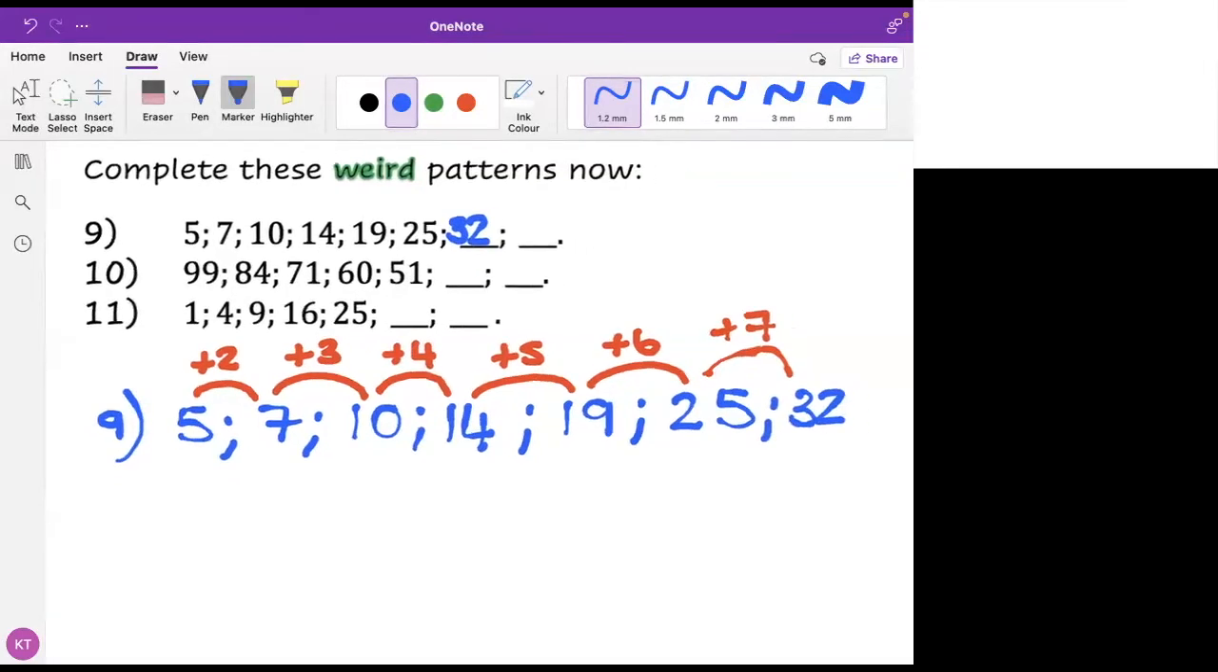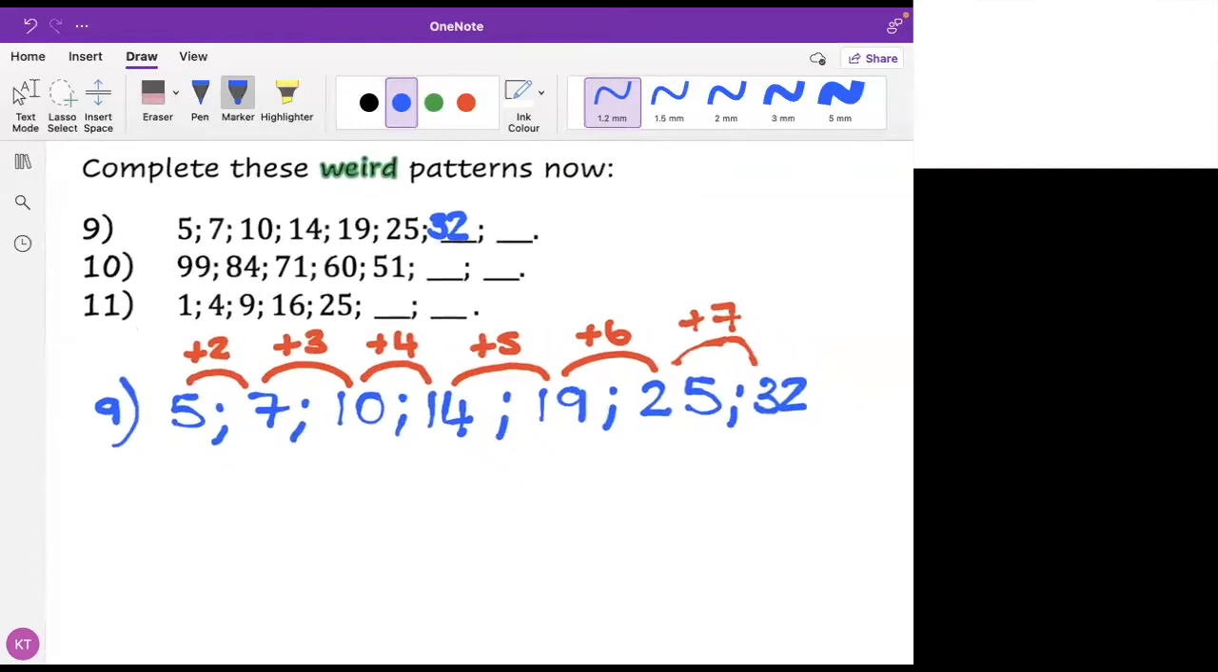Okay, what's going to happen with my next number now? Well, to get to my next number, what do I need to do? I need to add 8. 32 plus 8 will give me 40. Right, so that's one way that you can do a weird number pattern.